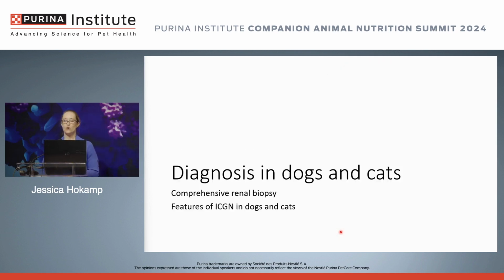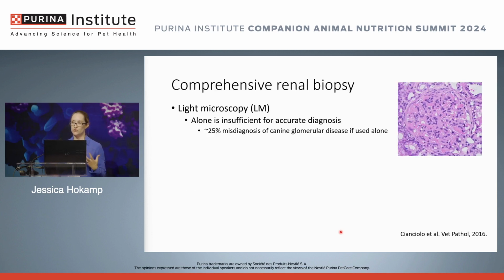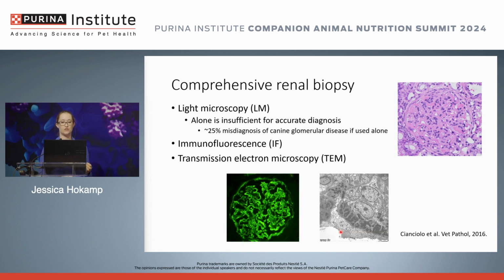All right. So comprehensive renal biopsy is one of the main things that we evaluate at the IVRPS, and definitive diagnosis of these glomerular diseases really relies on this comprehensive renal biopsy. As I mentioned, light microscopy alone is insufficient for an accurate glomerular disease diagnosis, and so we frequently need immunofluorescence and transmission electron microscopy to provide the most accurate diagnosis possible.